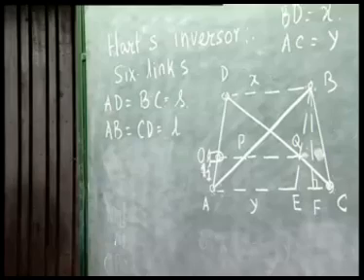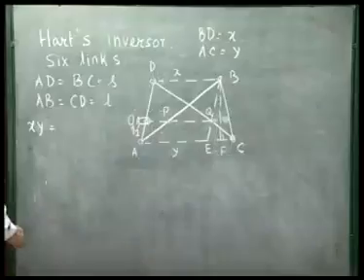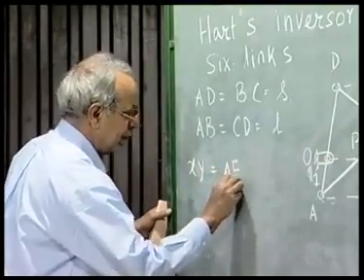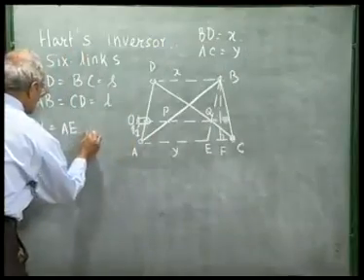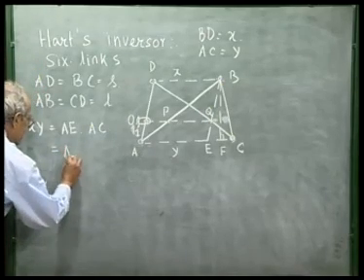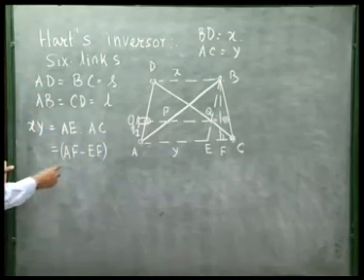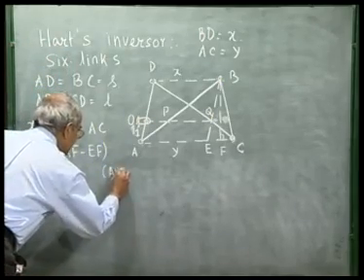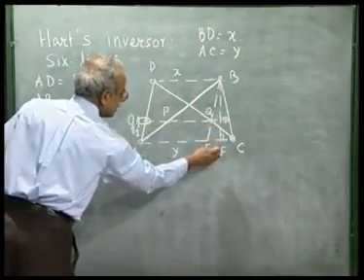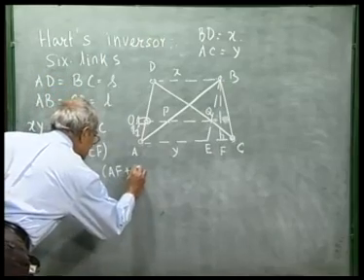Let me show that. That is quite simple. We have to show that XY remains constant. What is XY? XY is BD, which is the same as AE. So, X is AE. And what is Y? Y is AC. So, XY is AE into AC. This I can write, AE is AF minus EF and AC is AF plus CF, which is the same as EF, because this is an isosceles triangle, this is the perpendicular bisector, so this is equal to this. So, AF plus FC, I can write AF plus EF.